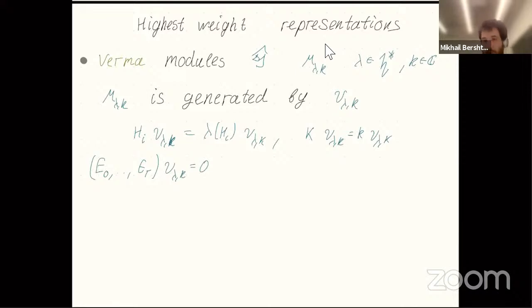This is the standard definition. If you have a triangular decomposition of the algebra, n plus, Cartan and n minus, then we can define the module saying that it is induced from the representation of the Borel subalgebra, or without such fancy words, but just.